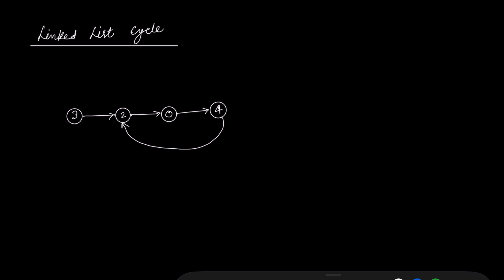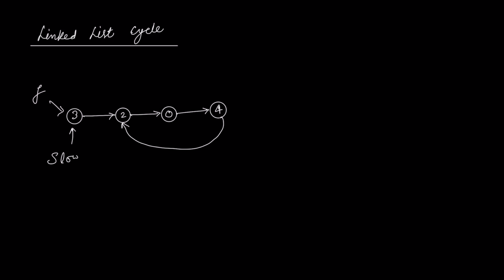Let's see this problem in linked list: check if there is a cycle or not. So I've taken this linked list. How will we check if there is a cycle or not? For the first index, I will take two pointers, slow and fast. Let me represent fast by F and slow by S.